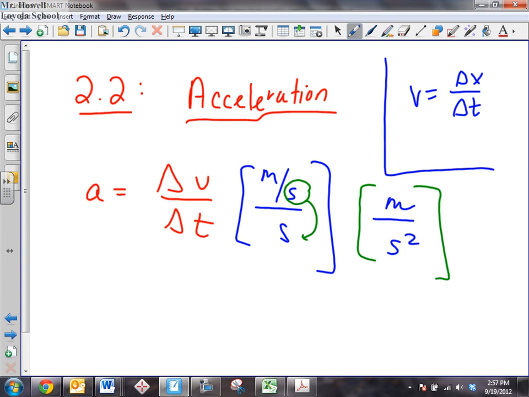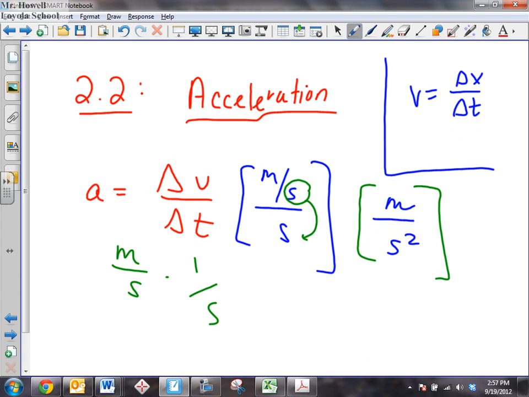Wait, I would just think it would be like meters. Why wouldn't the two seconds cancel out? It's, ready? Meters per second divided by a second. When you divide by a number, you have to multiply by the reciprocal. So it's the same thing as this: second squared. Alright?